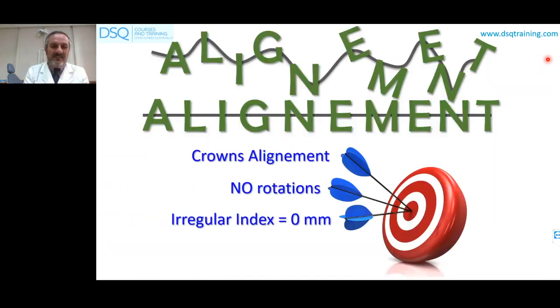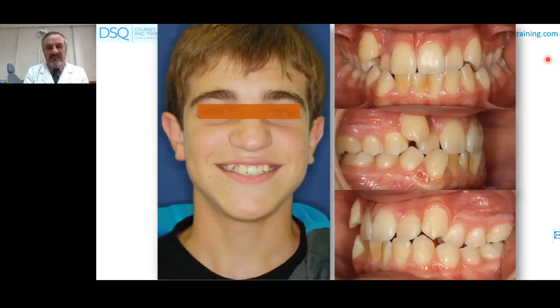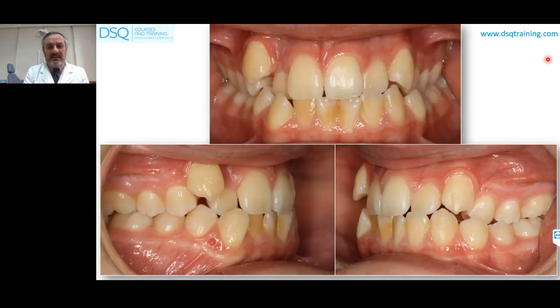For the alignment, very important, the crown alignment, no rotation, and the regularity index is close to 0 millimeters. This is a patient with a severe crowding.